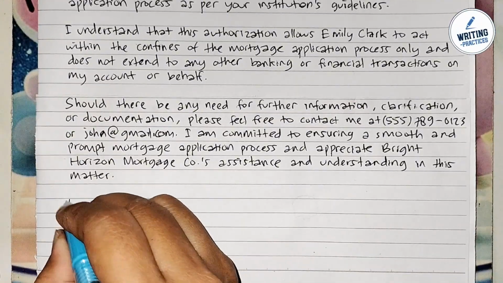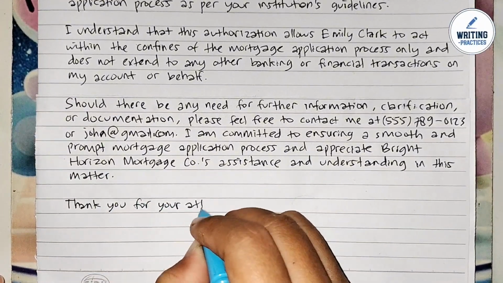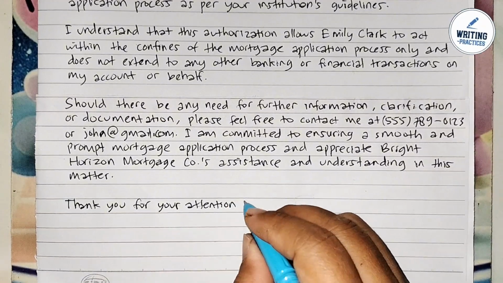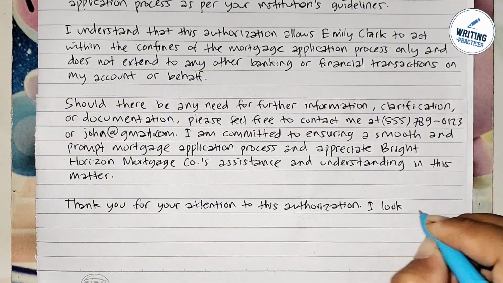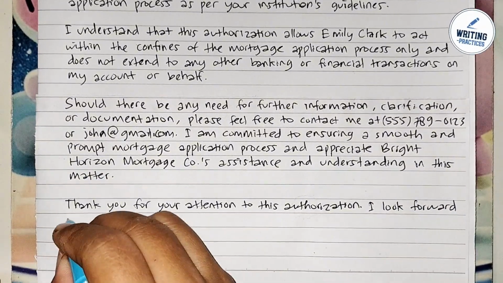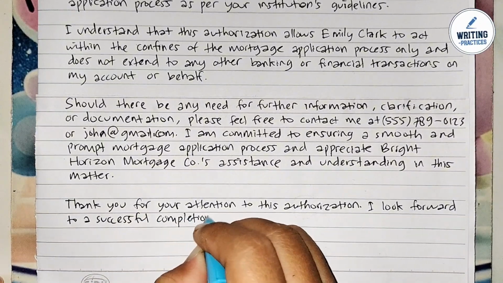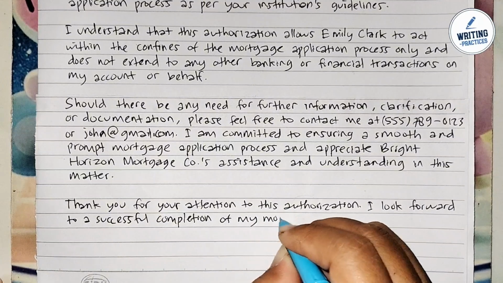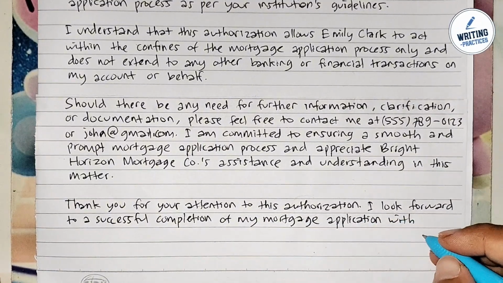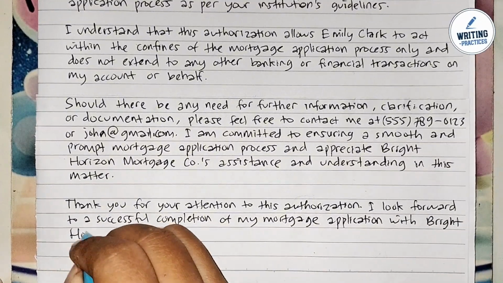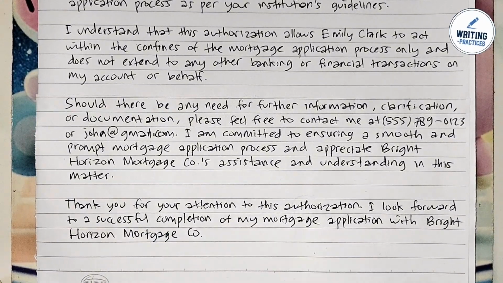In the last paragraph, this is where you show your appreciation and closure. Of course, you must express gratitude for the mortgage company's attention and assistance. You can simply write, "Thank you for your attention to this authorization," and then, write anticipation of successful outcome. Express hope and anticipation for a successful completion of the mortgage application process. For example is, I look forward to a successful completion of my mortgage application with Bright Horizons Mortgage Company.